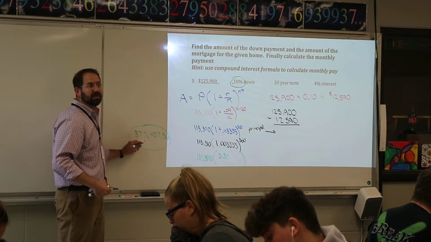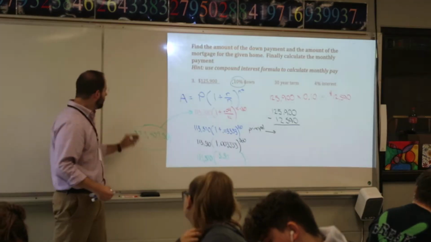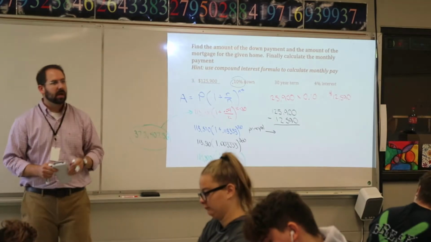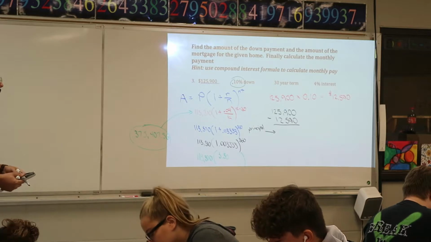And now, this is what you're paying total for your home. Do you see the difference? That was the loan we took out. This is what you're paying after 30 years. But the last step is to figure out what you're going to pay per month.